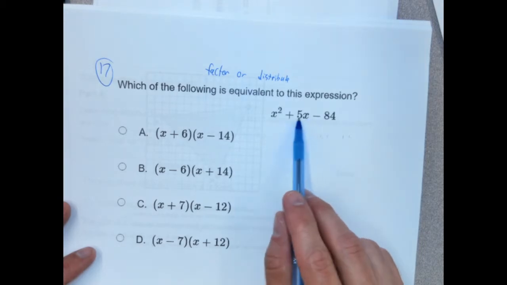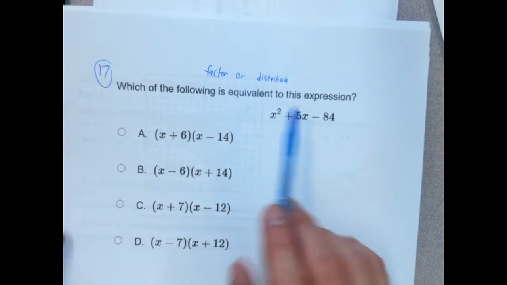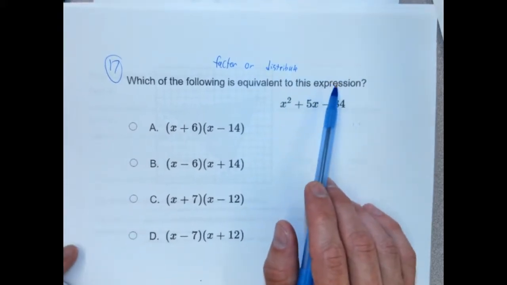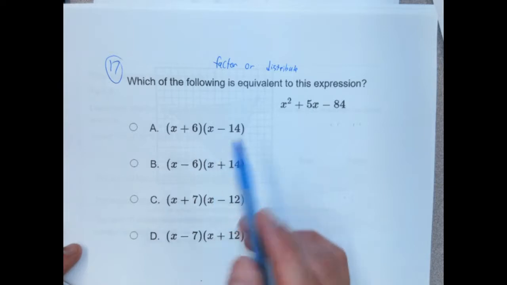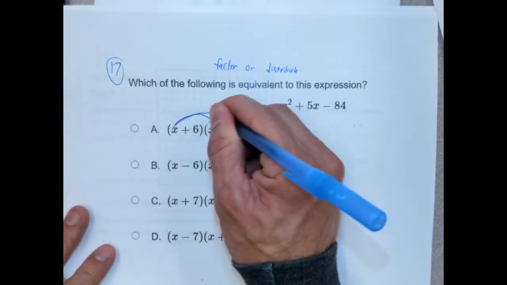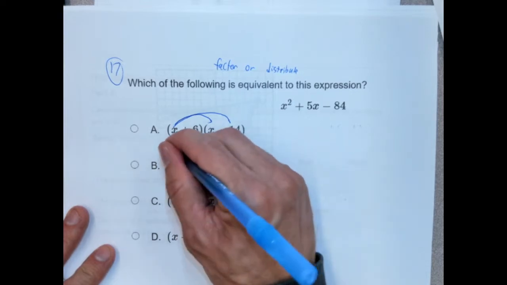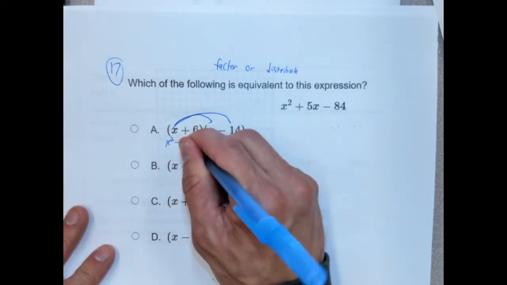You can factor this if you're really comfortable doing it, but most of you probably either forgot how to factor because it was at the end of last year during COVID, or you didn't really get enough practice with it, and I think you feel much more comfortable just distributing this. So let's go ahead and do that. Okay, so we're going to distribute this x. X times x is x squared. X times negative 14 is negative 14x.